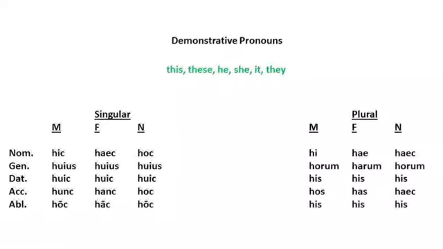Looking now at the plurals, we have hi, hae, haec, horum, harum, horum, his, his, his, hos, has, haec, and his, his, his. You may want to pause the video for a moment to make sure that you have all of those copied.